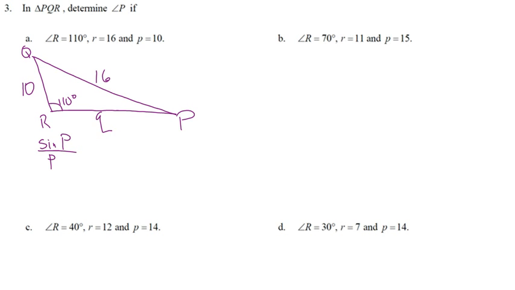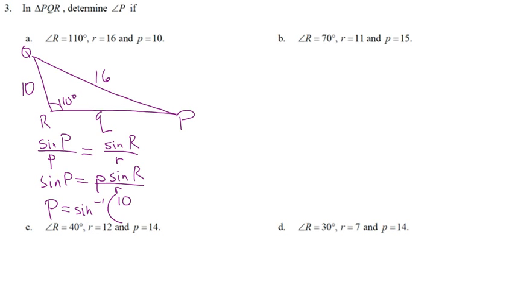Okay, formula. We're solving for an angle. We write sine P over little p equals sine R over little r, because we're going for the known pair, which is angle R and side r. The sine of angle P is p times sine R over little r. I always like to do my rearrangement of the formula without the numbers in. And then angle P is the inverse sine of, and now we can put numbers in, so little p is 10 times the sine of 110 degrees over 16.